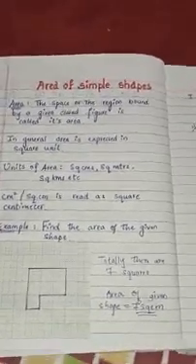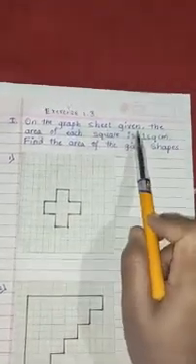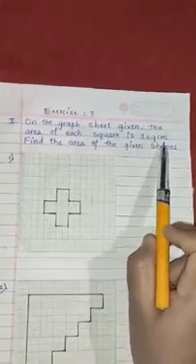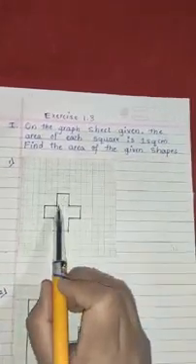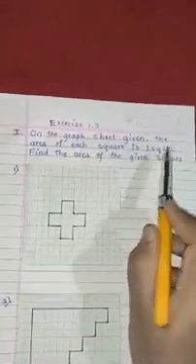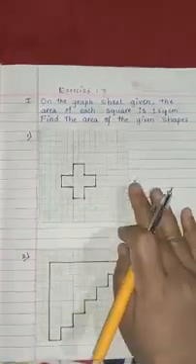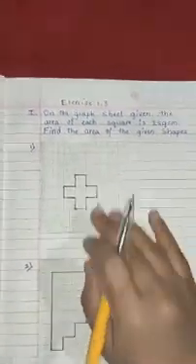Okay, let's move to the exercise. First one here, on the graph sheet given, the area of each square is 1 square centimeter. As we know, each square will be considered as 1 square centimeter in the graph sheet. So find the area of the given shapes. Here are some shapes, and you have to find out the area of the given shapes. Let's do the first one here.